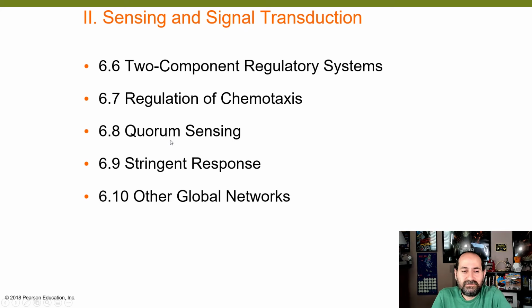All right, now let's move on from that basic kind of control and talk a little bit about post-translational control, like how are proteins post-translationally controlled, and also how does signal transduction work inside of prokaryotic cells. Let's talk about this.